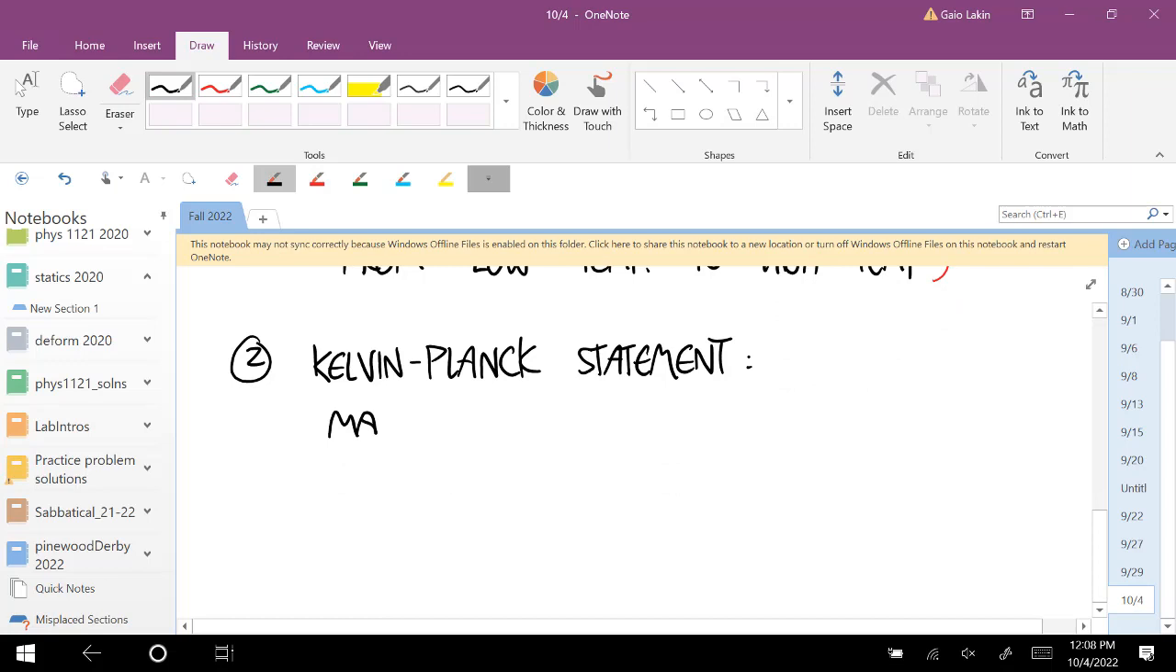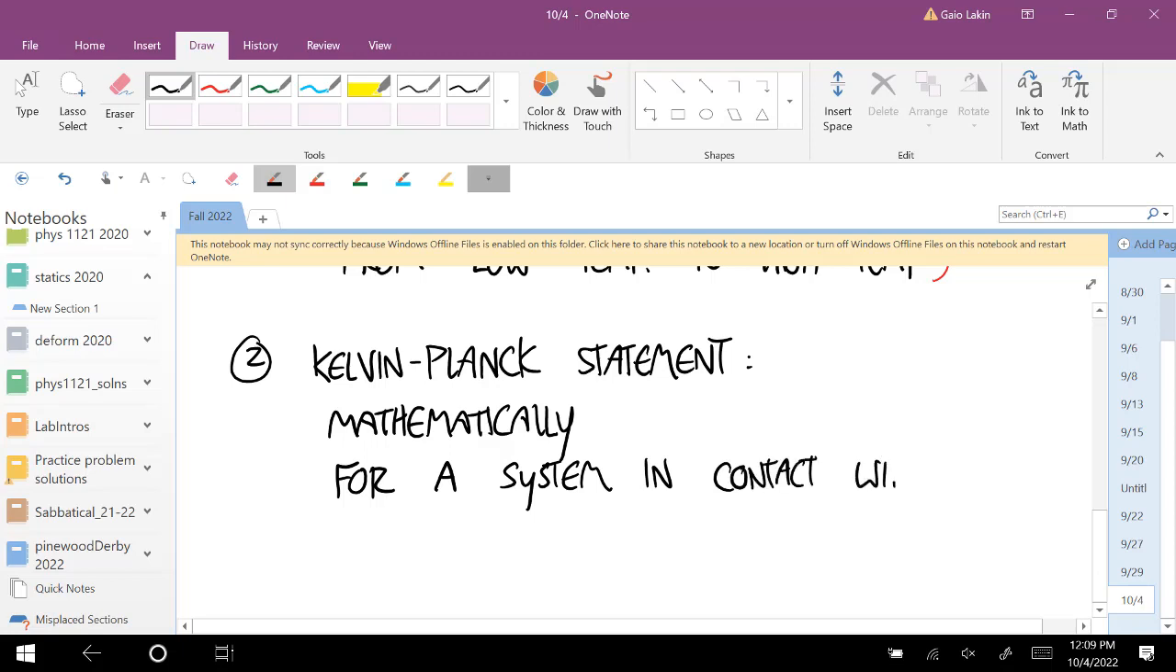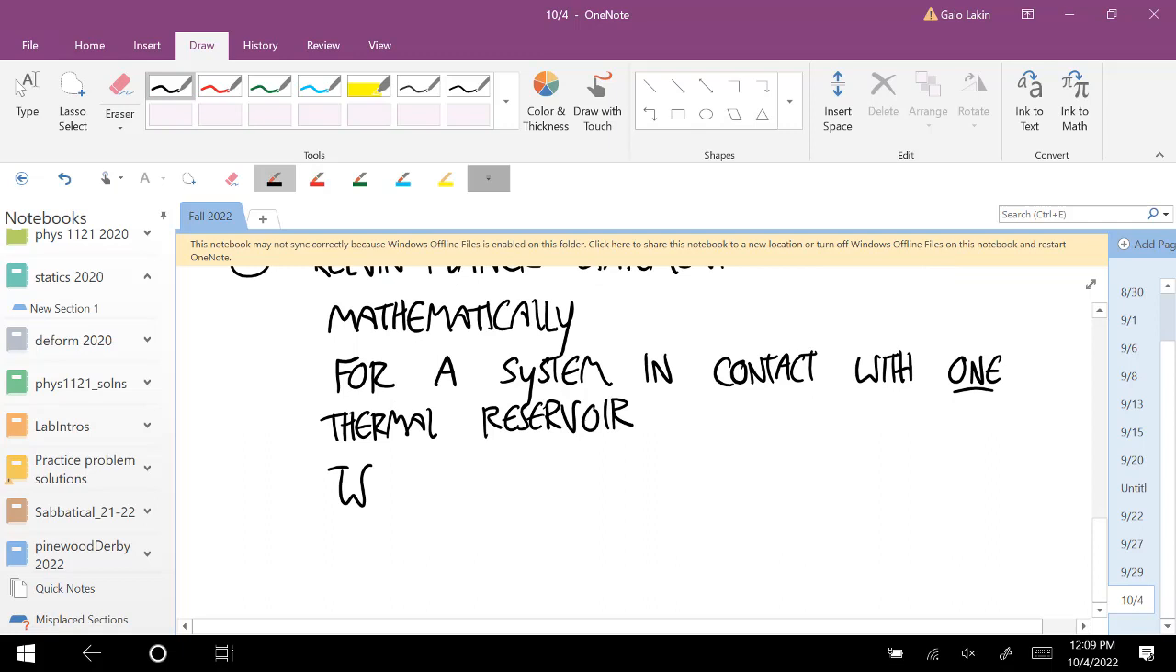Mathematically, you can write it like this, for any system that's in contact with only one thermal reservoir. A thermal reservoir is just like a big temperature source or sink, big enough that you can put energy into it or take energy out of it, and it doesn't noticeably change the temperature of the reservoir. So for a system in contact with one thermal reservoir, the work done over any cycle by this system is less than or equal to 0.